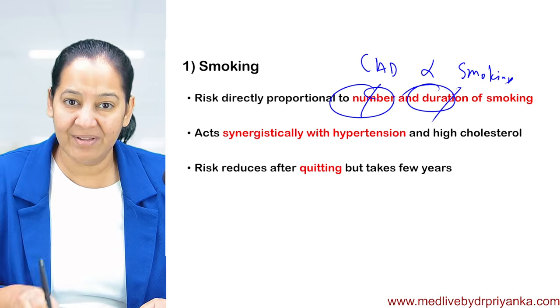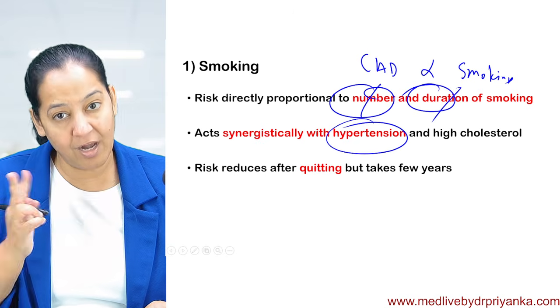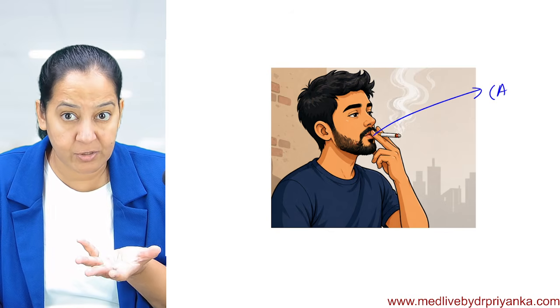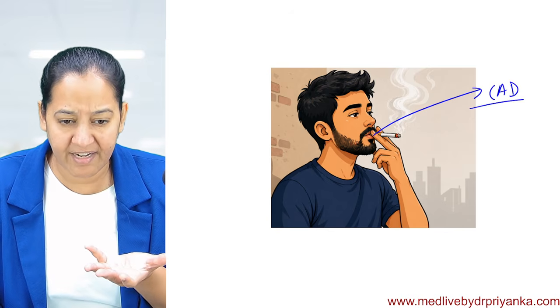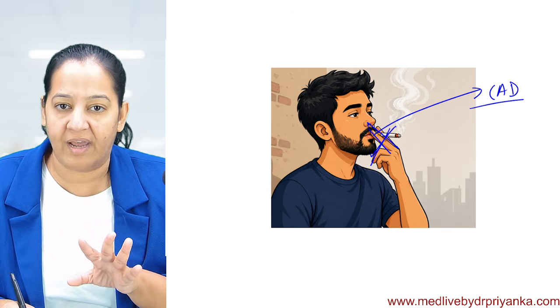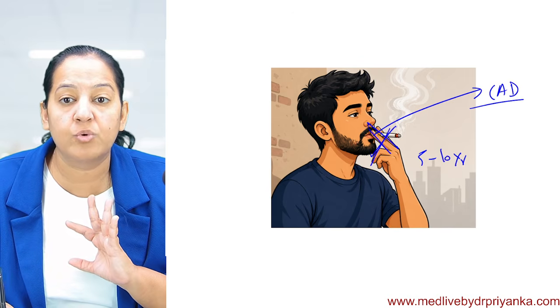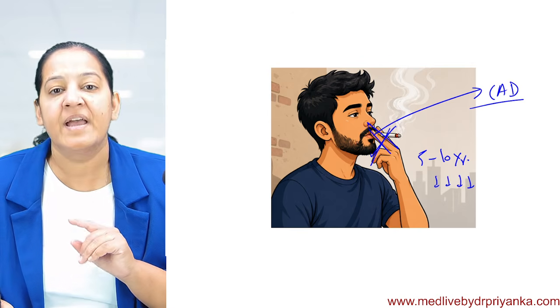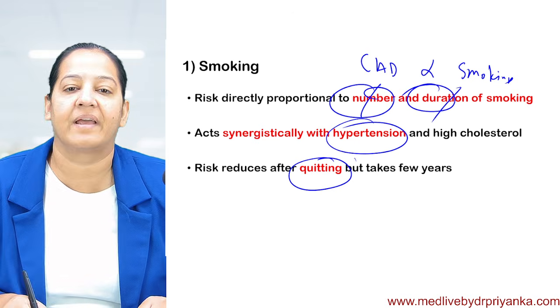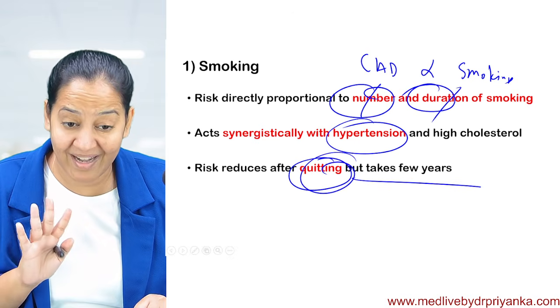Okay, it increases synergistically with hypertension. Smoking along with hypertension synergistically increases the risk of CAD. And even after quitting, the risk falls only after years. Suppose this person we are counseling: no, you shouldn't smoke. If you are smoking, there is a high risk you will have a heart attack, you will have CAD in future. You should quit smoking. So this person has quit. From today, the risk will not decline immediately. It will take 5 to 10 years to decline completely, and then this person has the same risk as a non-smoker. Even after quitting, it takes a few years.